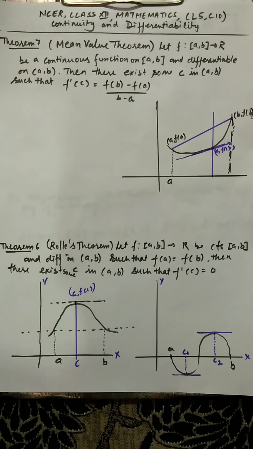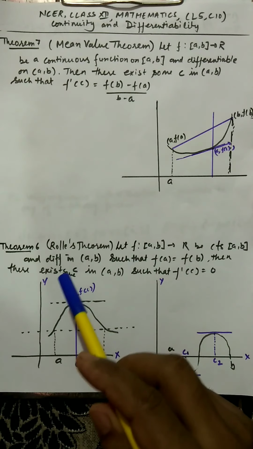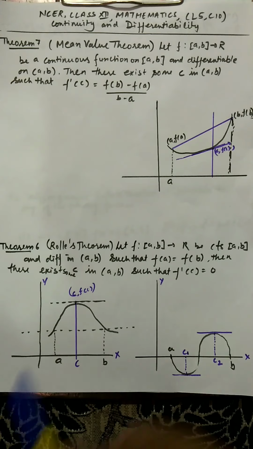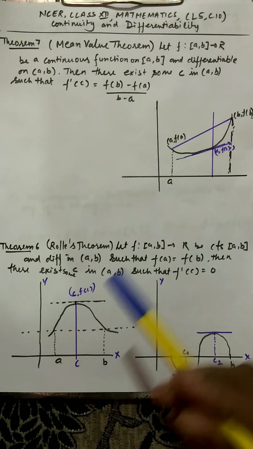Today we are going to do two important theorems, theorem number 7 and theorem number 6. Though theorem number 6 is given earlier than theorem number 7, I feel that theorem number 7 should be given first, because Rolle's theorem is actually derived from this mean value theorem. So what is that theorem?